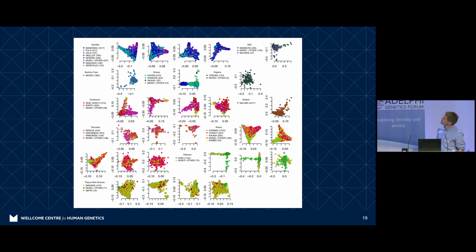Oh yeah, just to mention, we've heard about the high genetic diversity, and these are principal components plots from each of those component populations, and sure enough, in the Gambia, there's a great deal of structure. It's correlated with reported ethnicity.